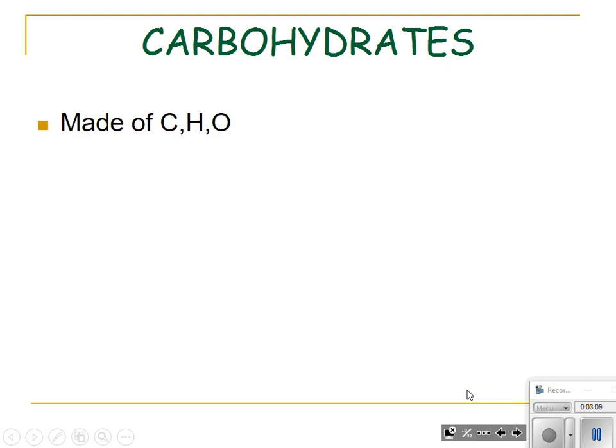Carbohydrates are made of carbon, hydrogen, and oxygen. Carbon, hydrogen, and oxygen. And you're going to see on our next slide that they're usually in a 1 to 2 to 1 ratio. 1 carbon to 2 hydrogens to 1 oxygen. Okay?